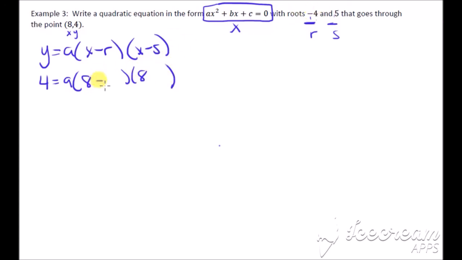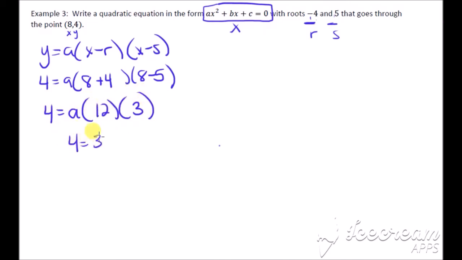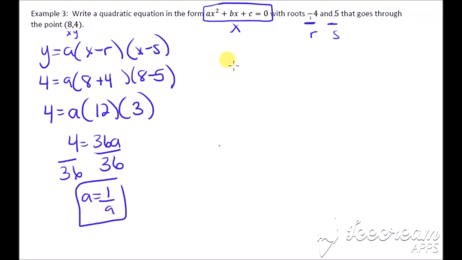Negative 4 turns into a plus 4 in the brackets, 5 turns into negative 5. So 8 plus 4 is 12, 8 minus 5 is 3. I get 4 equals 36a, and if we divide out, I get a equals 1/9. So our equation is y equals 1/9 times (x plus 4)(x minus 5).